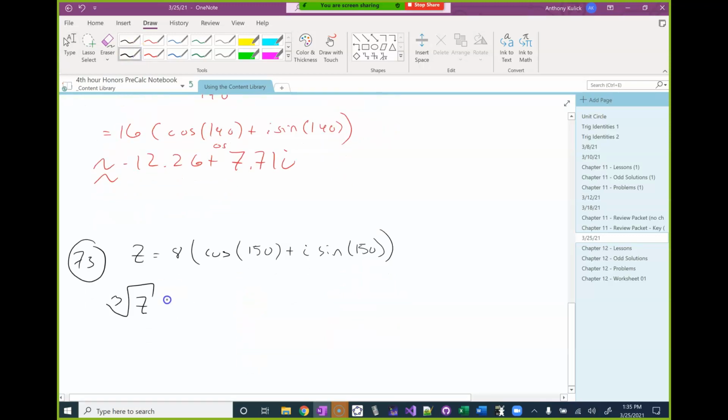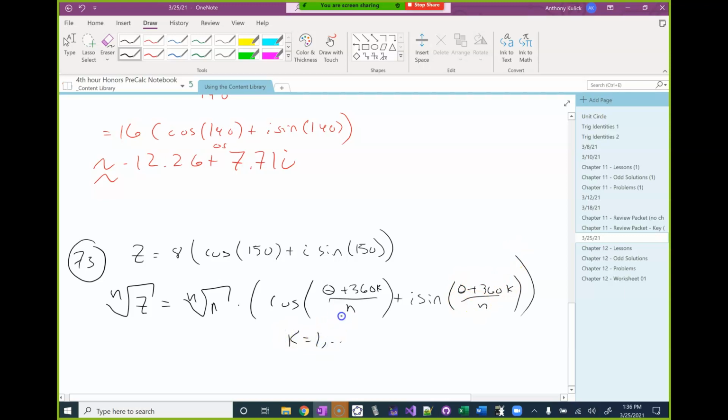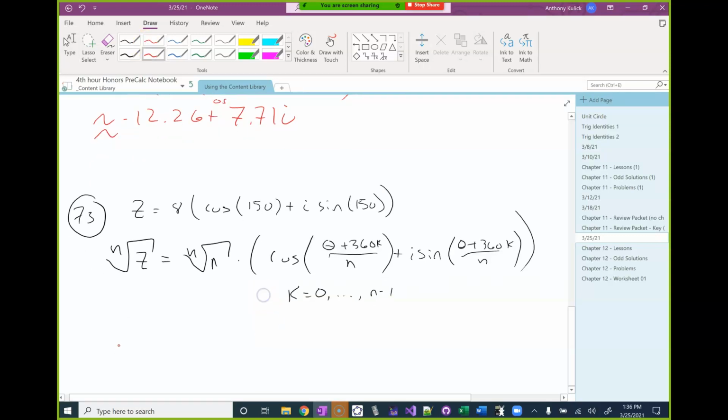So again, the formula for the nth root, let's write that down first. It's going to be the nth root of r times cosine of (theta plus 360k) over n plus i sine of (theta plus 360k) over n, where k is equal to 0 to n minus 1. So that's our nth root formula. You said we're doing a cube root here for this particular one? We are, yeah.